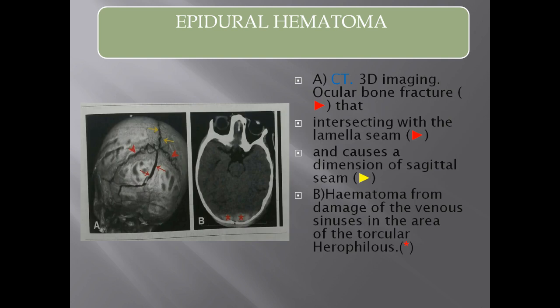In these images we see A, 3D imaging: occipital bone fracture that, intersecting with the lambdoid suture, causes a diastasis of the sagittal suture. B, accompanying haematoma from damage of the venous sinuses in the area of the torcula herophili.